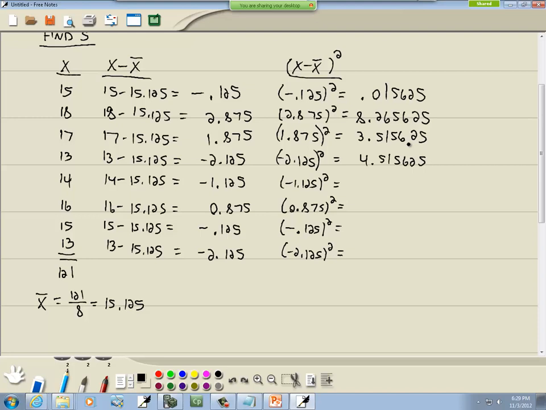1.125 squared. Of course, I know I don't need to worry about negative, because when you square something, it's always positive. So 1.265625. 0.875. Didn't I do that one already? No, I guess not. 0.875 squared, we get 0.765625. 0.125 is our first one, which was 0.015625. And 2.125 is this one, which is 4.515625. Okay, now we want to add those together.